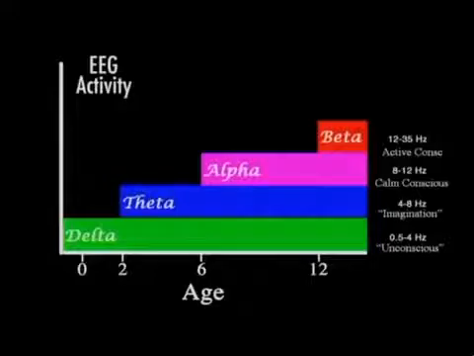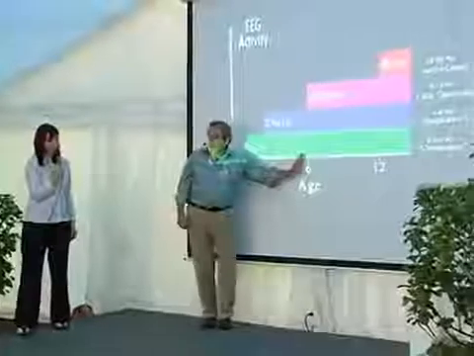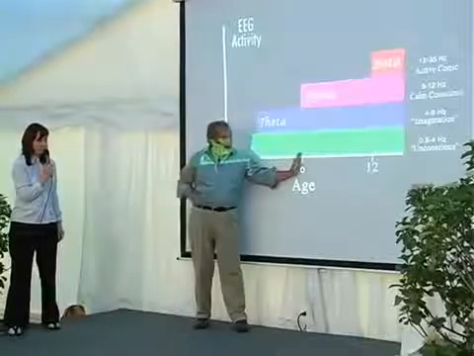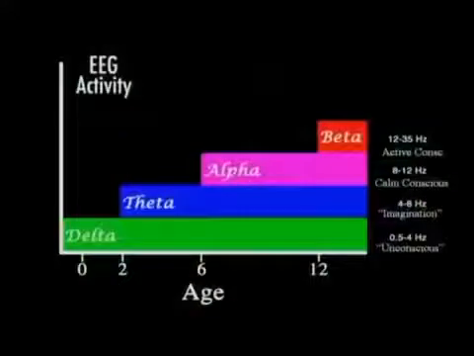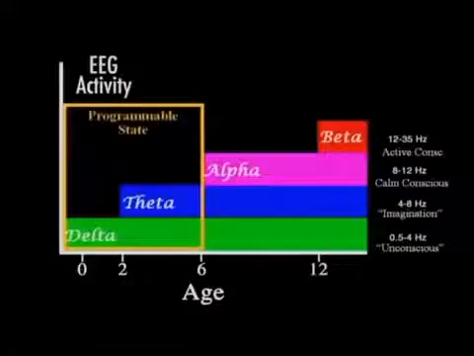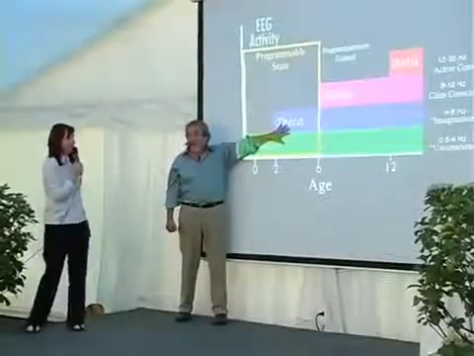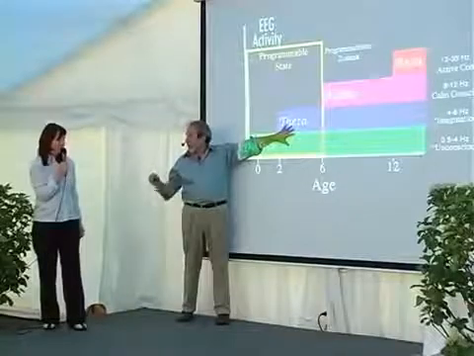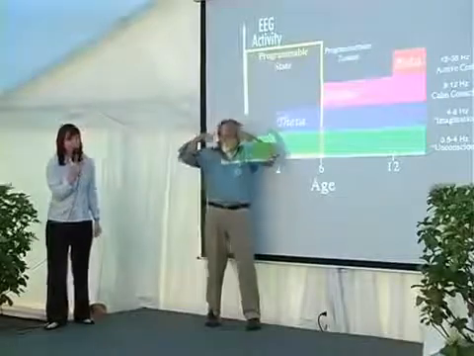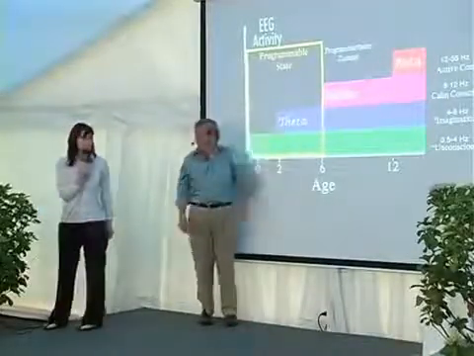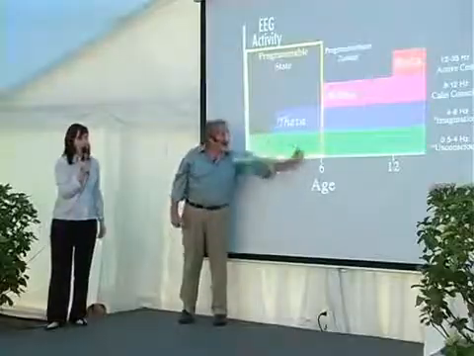The most important point: consciousness, the way we think of consciousness, is not available to the child until after 6. The first 6 years are the programmable state. The reason is this low activity is called the hypnagogic trance. If I want to hypnotize you, I have to take you from higher levels into lower levels, and then I can put information into the subconscious, which is in here.